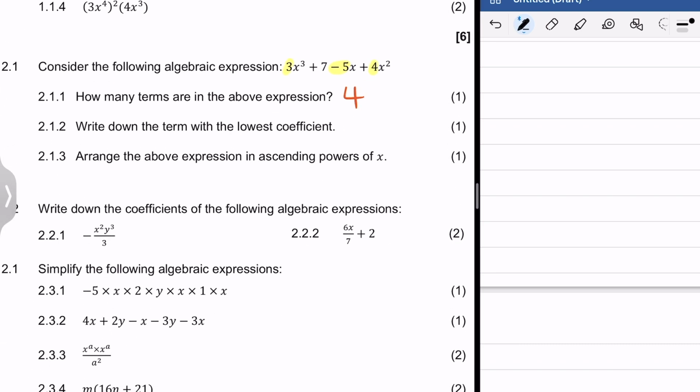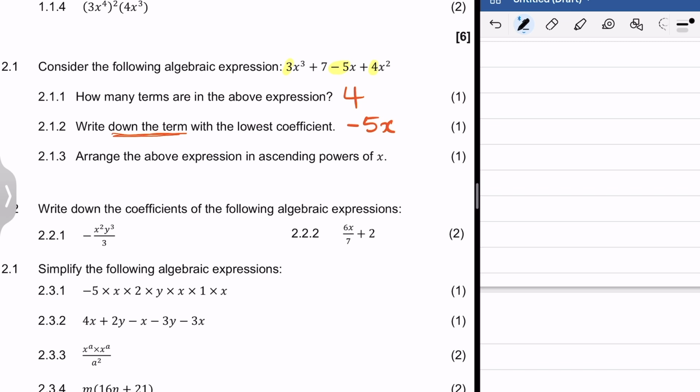But remember, the question is write down the term with the lowest coefficient. So the term that -5 belongs to is -5x, and that is the term with the lowest coefficient.